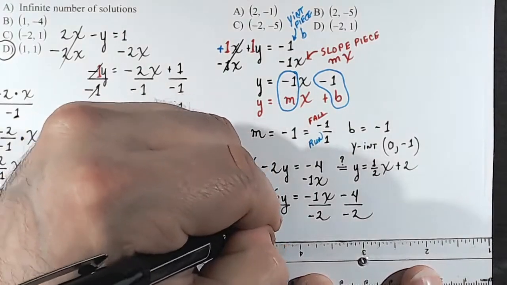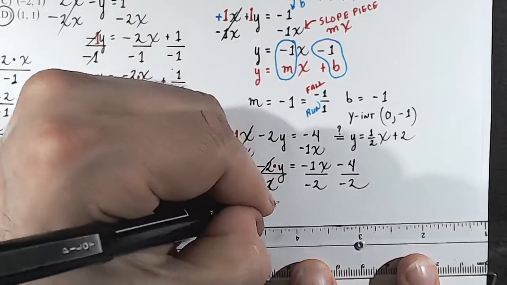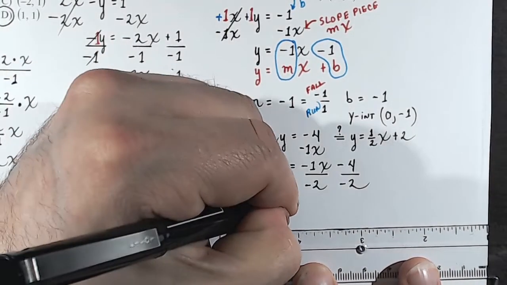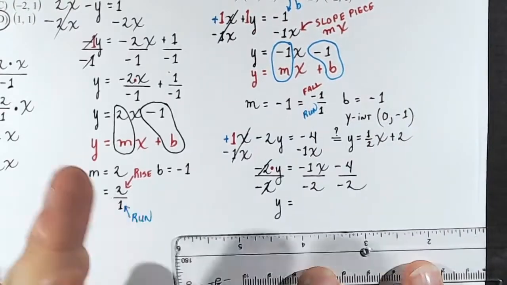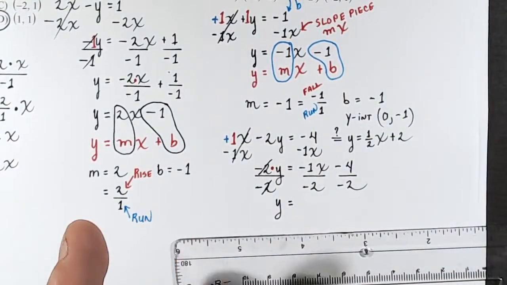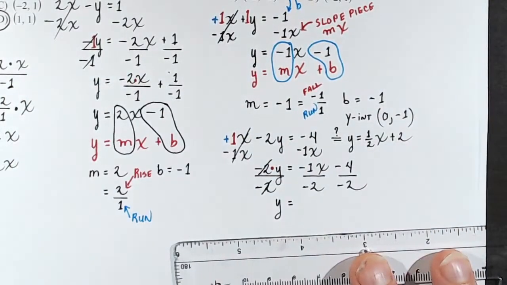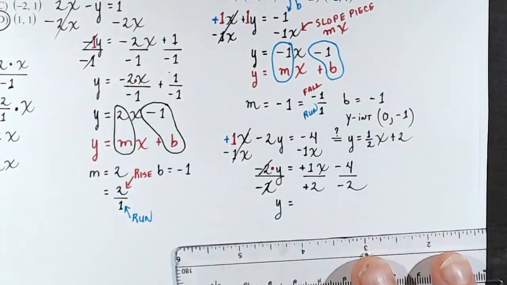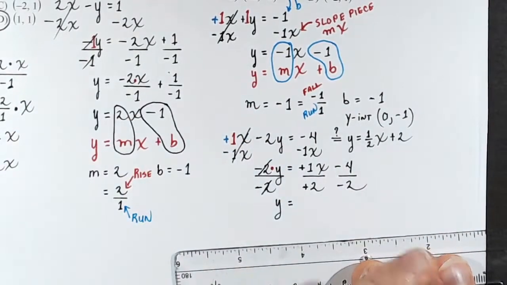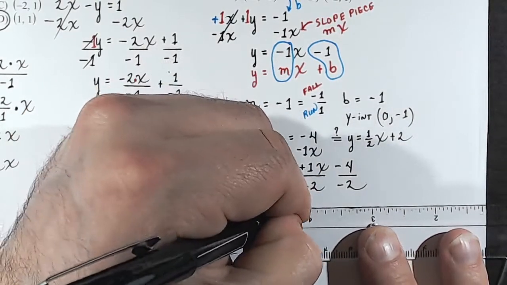On the left, these negative 2's cancel out because negative 2 divided by negative 2 is 1. And I now have y equals, and see, here's where we have to start pulling that fraction out in front. So we're not going to write negative 1x over negative 2. First of all, we have a negative over a negative, so it's going to become a positive. I just need to pull the numbers out front and put the x off to the right. So pull the numbers out front. You got 1 over 2.